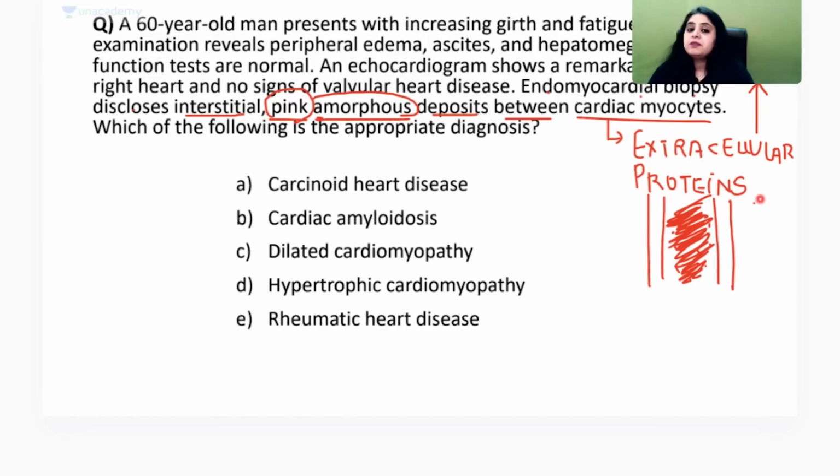So please remember, now put everything together. Extracellular protein in the heart. What all can I have from this? Have they mentioned anything about hypertrophy? No. Dilated cardiomyopathy? No. Rheumatic heart disease, what should have been mentioned? Very characteristic Aschoff bodies, right? Everyone knows Aschoff bodies should have been there. Nothing of that sort is mentioned. Then we have amyloidosis left and carcinoid heart disease left.